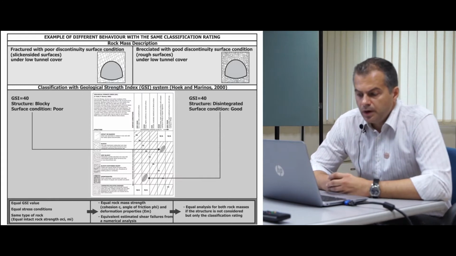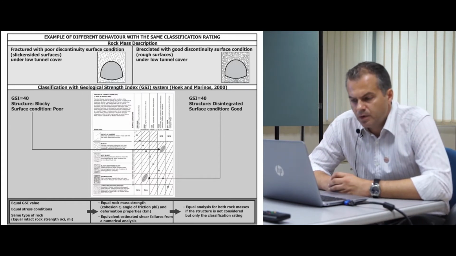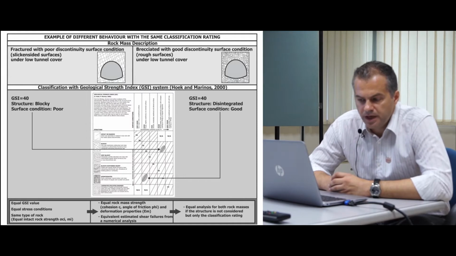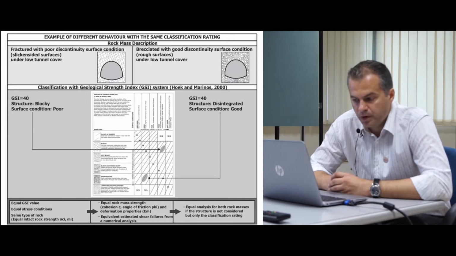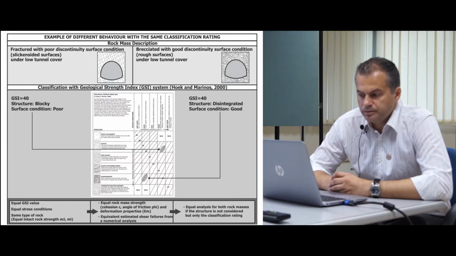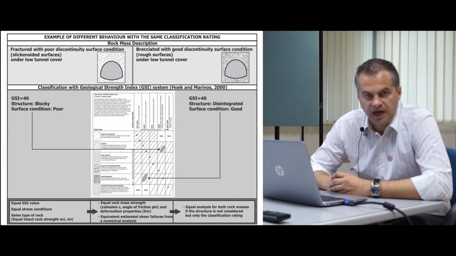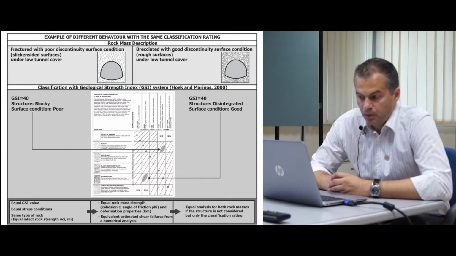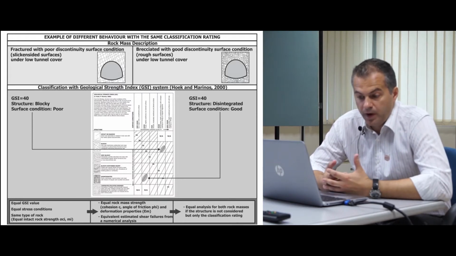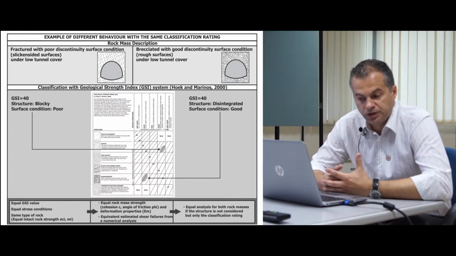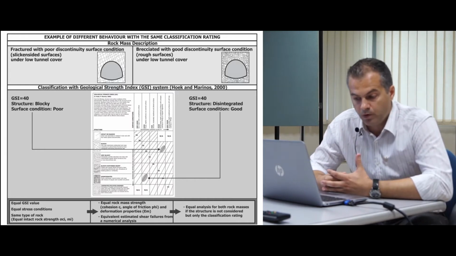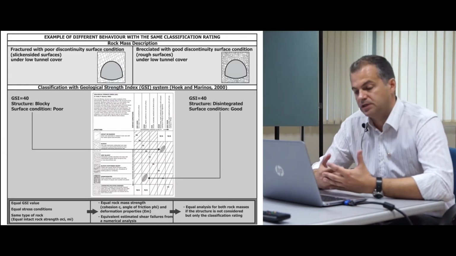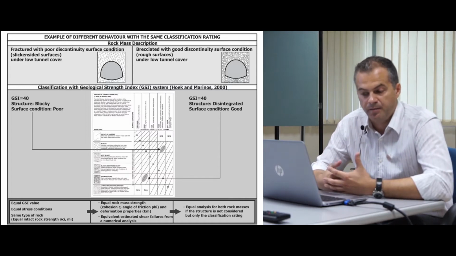When we go to apply the GSI system, we can see that in the first case we have a GSI of 40. We have a blocky structure and poor surface condition. When we give a rating for the second one, again we lie on the same diagonal of GSI, again 40. We have a structure of disintegrated rock mass and good surface conditions. So we have equal GSI value, equal stress conditions, the same type of rock. Let's say this is a limestone, so it has the same sigma Ci and the same mi.